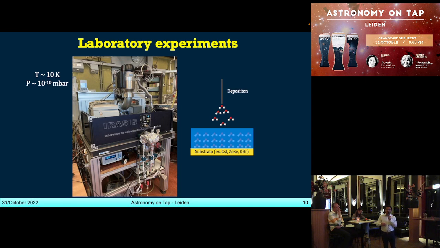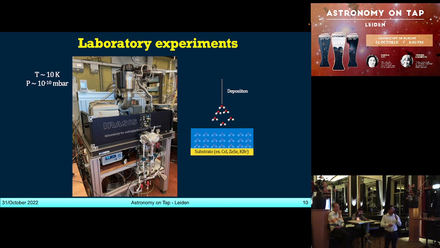And there was one of the questions about whether you can simulate, mimic these conditions on Earth. And the answer, as Professor Anna said very well, is yes, we can do it, but of course we have some limitations. For example, in this experimental setup here, at the Leiden Observatory, we can reach conditions of 10 Kelvin and a pressure of 10 to the minus 10 millibar. This is not exactly the same as in space, but it's close, and that is good enough to make some assumptions about what we have in space.